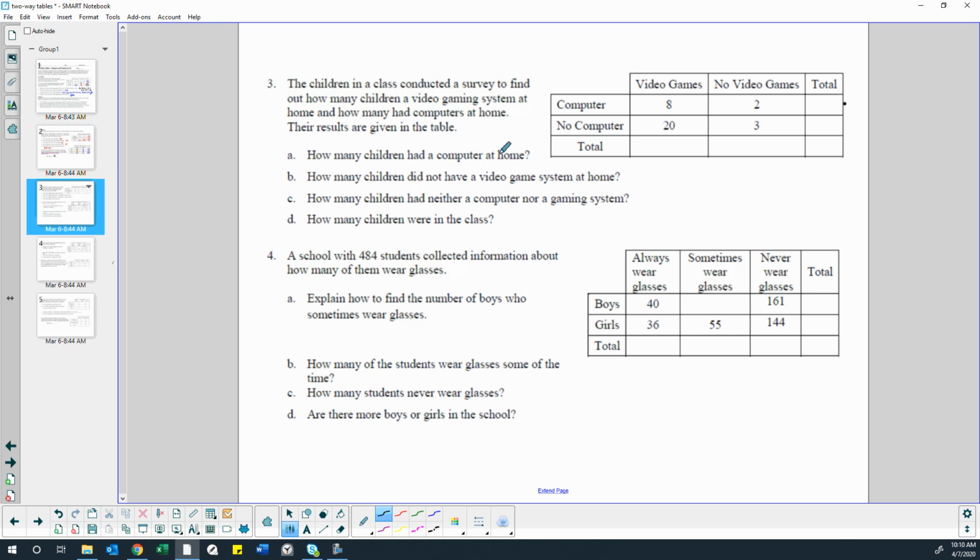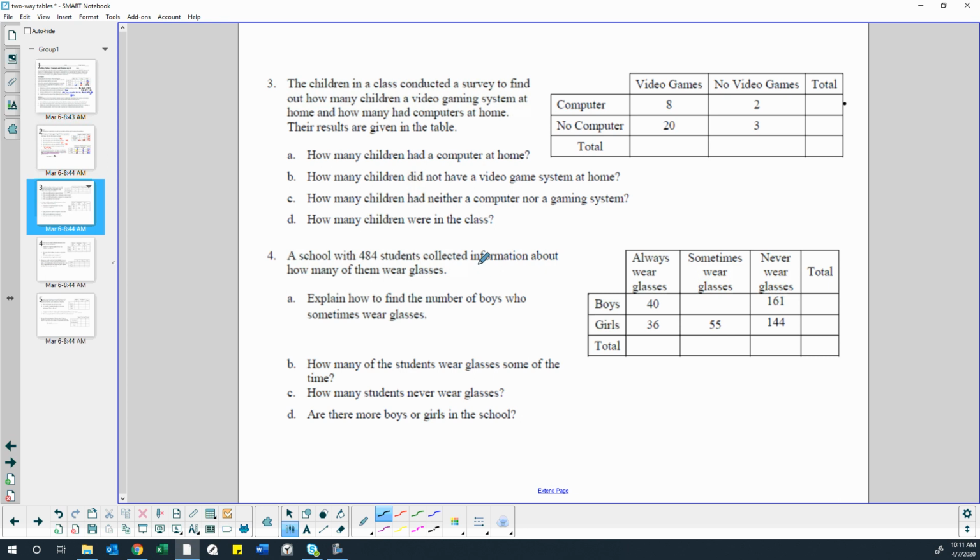So when it says talking about a computer, we're looking at these numbers. Video game system has to do with they have a video game system, they don't have one. How many have neither? That's going to be no computer, no video games. How many children in the class? That's going to be this bottom corner number.